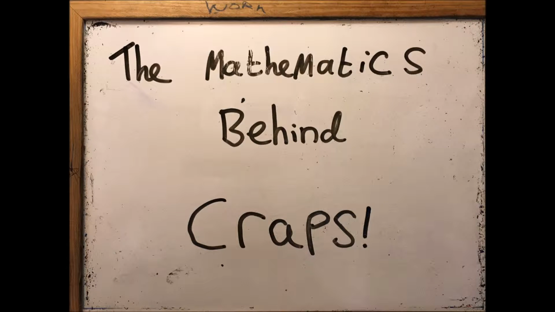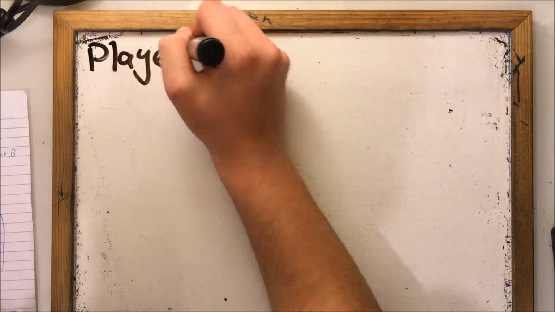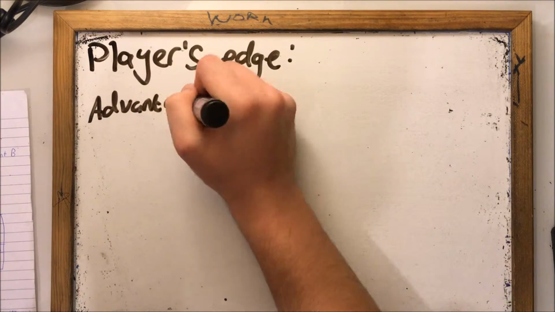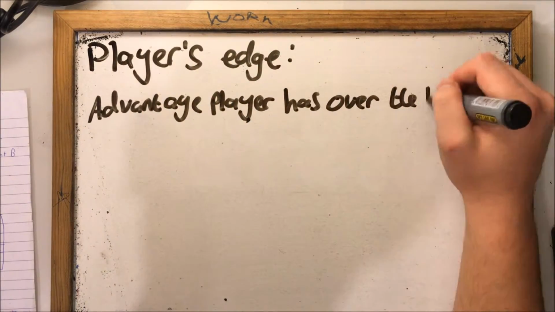Hello ladies and gentlemen, and welcome to the Mathematics Behind Craps. What we're going to be doing is breaking down every bet and working out the best strategy for this popular casino game. However, before we start, we need to define a few key concepts that we're going to be working with. The first one is the player's edge.